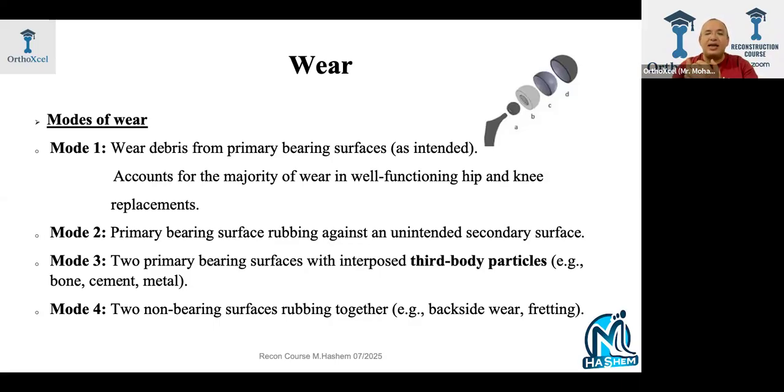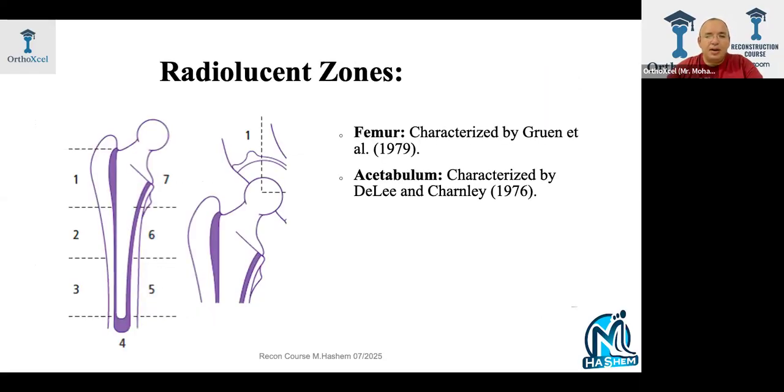This is normally looked against each other. They are not articulating, they are not bearing surfaces. If the wear happens between them, like a backside wear of the poly, this is called mode 4 wear. So if the wear happens and induces osteolysis, how will I judge the osteolysis?